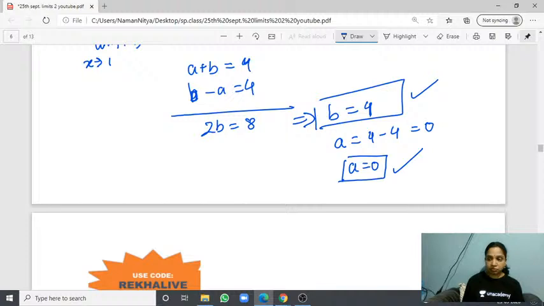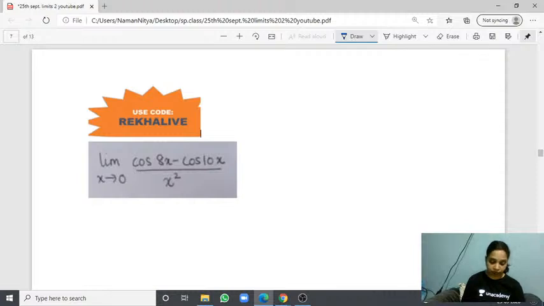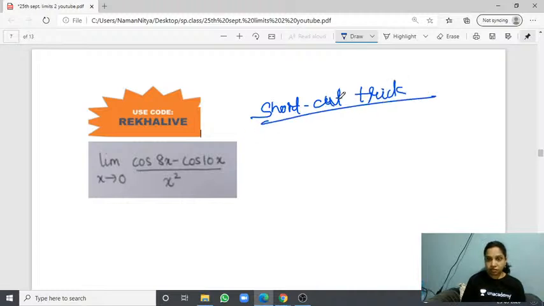Okay. Now let me take some more questions. Here I wanted to discuss some shortcut tricks. See, it is good that you are learning shortcut tricks, but at the same time it is a little bit dangerous also. Why am I saying dangerous? Because if you do not understand the shortcut trick completely, you may make mistakes also. So let me take this shortcut trick now.